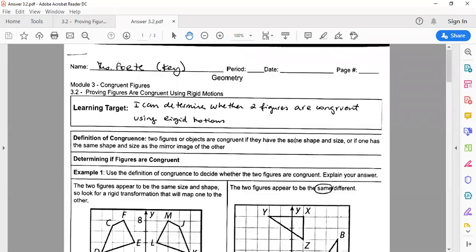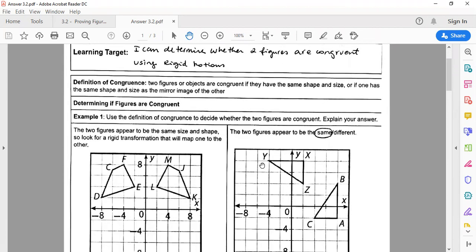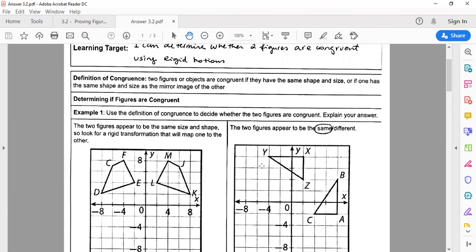Let's take a look at section 3.2. 3.2, proving figures are congruent using rigid motions. The learning target here is I can determine whether two figures are congruent using rigid motions. Let's look at the definition of congruency first.